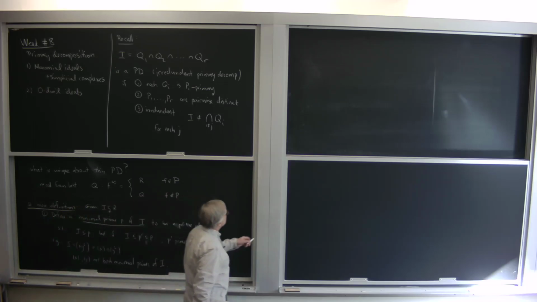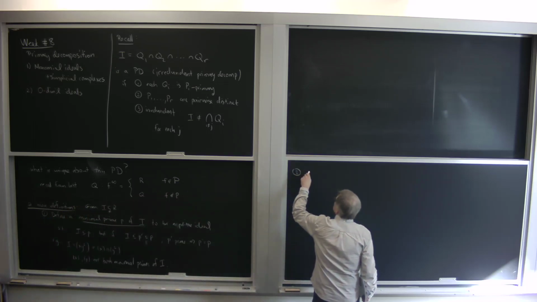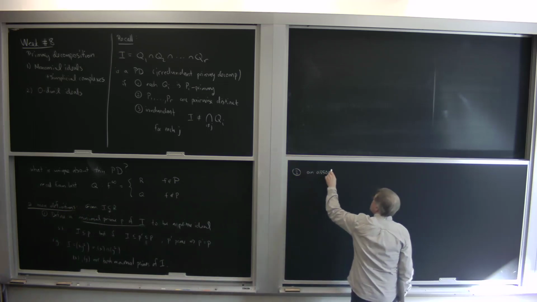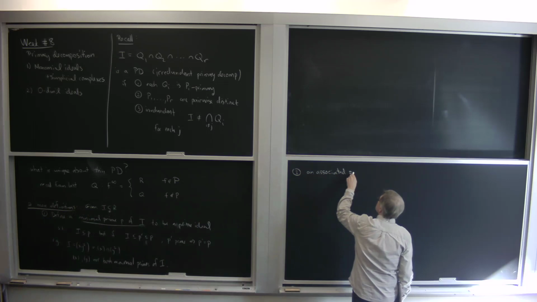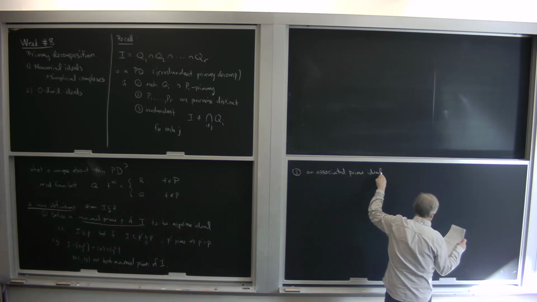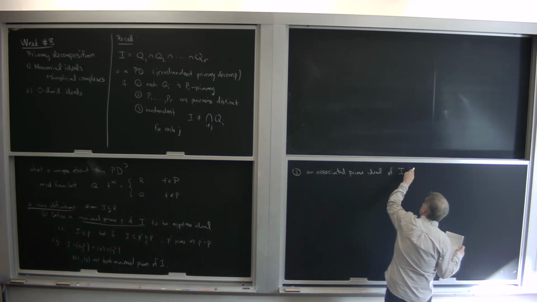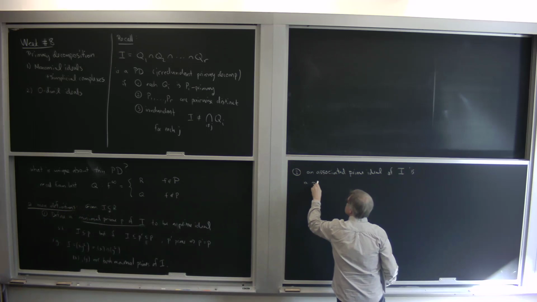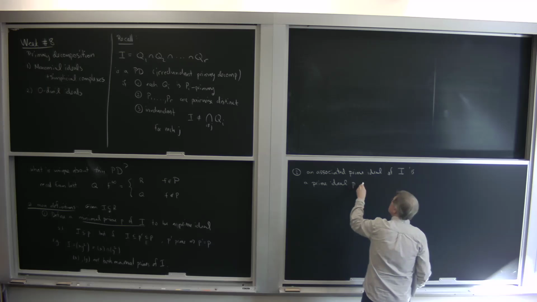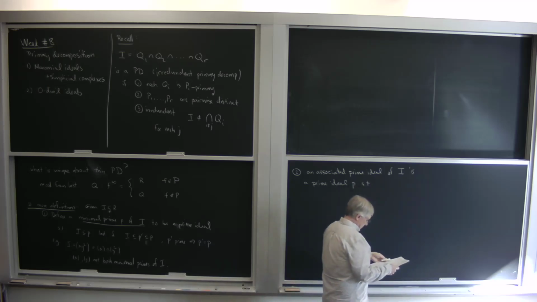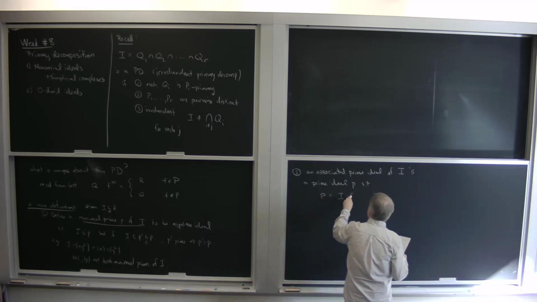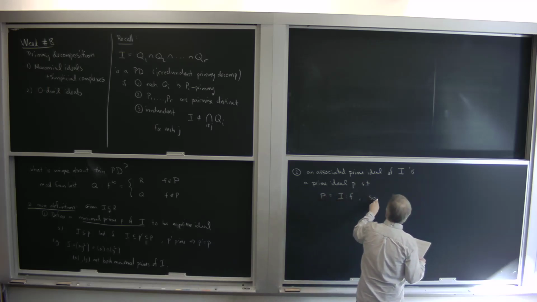And the second thing: an associated prime ideal of I is a prime ideal P such that P is equal to I colon f for some f.